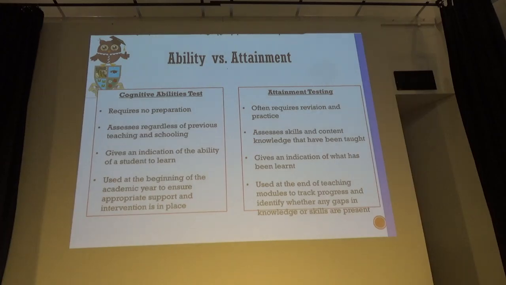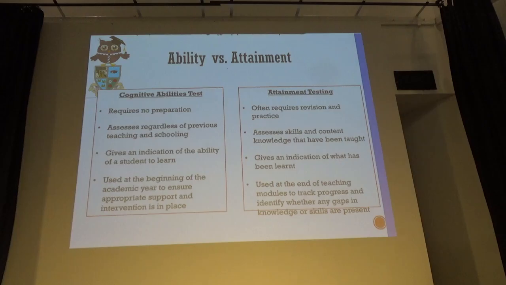The CAT4 tends to be implemented at the beginning of the year, but also at the beginning of the key stage as well. So we have a CAT4 assessment at the beginning of year 3, at the beginning of year 7, and at the beginning of year 10. And this is because it gives you an indication of what the children's potential is, what they are capable of learning later. Whereas attainment tests are often done at the end of the academic year to show what the children know, what they have learned so far.